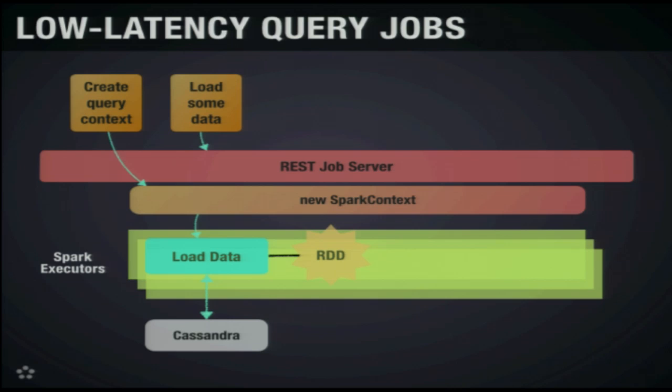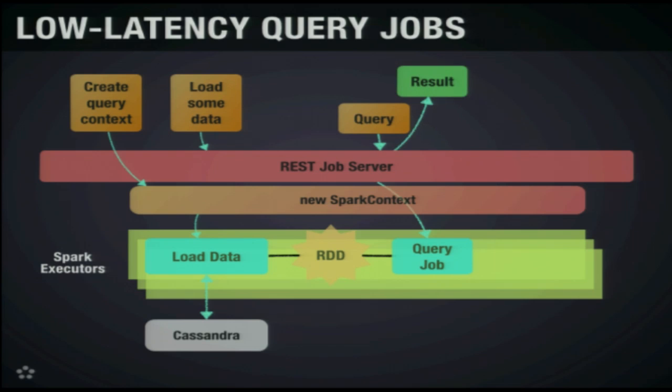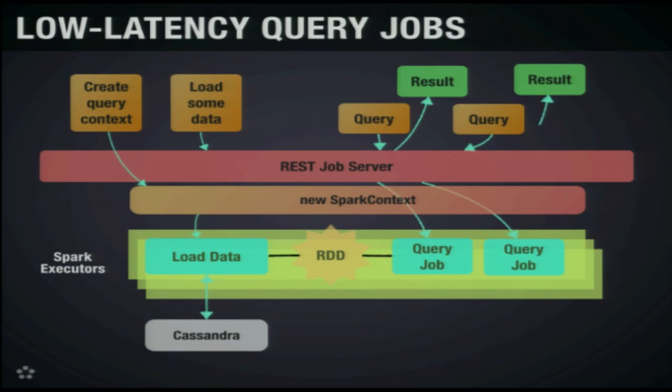Now, I'm going to run a job, which is a load data job. This is going to load data from, for example, Cassandra, and this will populate RDDs. Now I can actually run a query job, which is a separate job. It can actually be a separate jar. And this will query the RDD information and return it synchronously via JSON. And I can do this again and again.